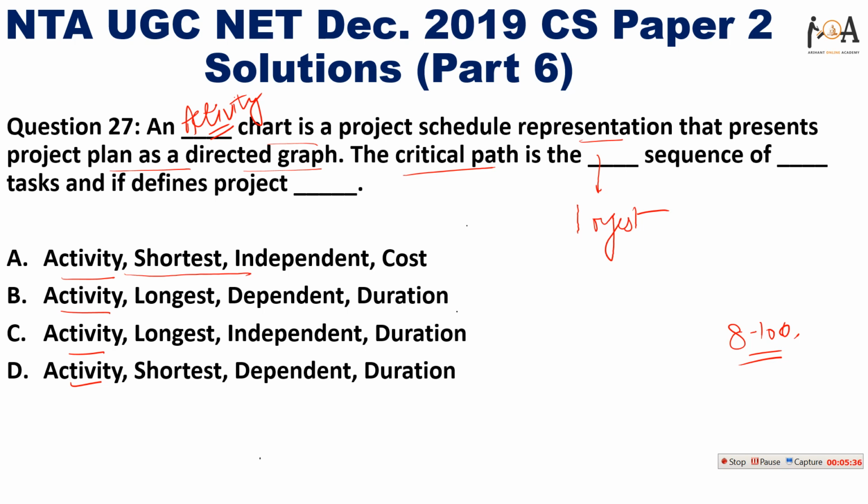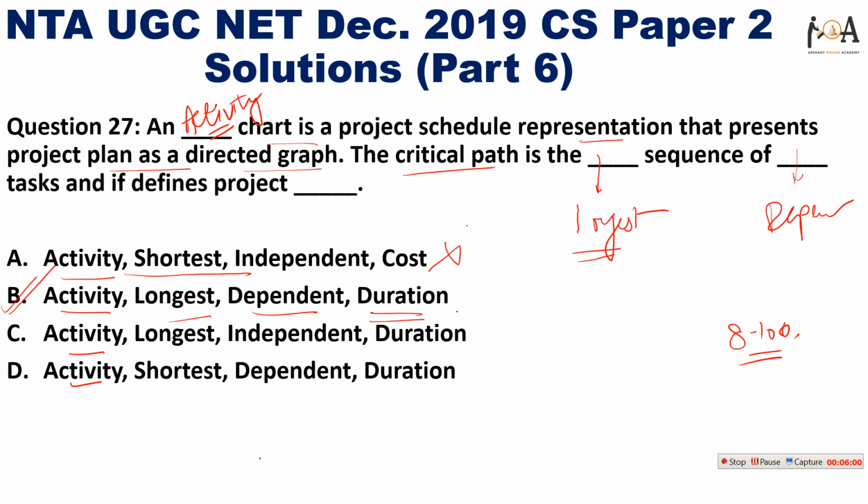So option A is cancelled because here it should be longest. The critical path is the longest sequence of dependent tasks. Critical path is always dependent, right? So again, longest and dependent, so only option B remains here, and it defines the project duration, that is, in how much duration we are able to complete the project. So option B is the right answer.